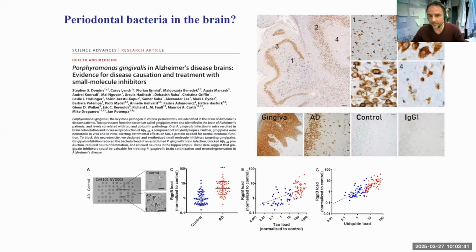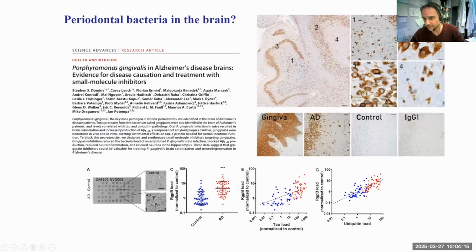So recently, in post-mortem brains of people who died with Alzheimer's, some researchers have identified gingipain. Gingipain is the main toxin produced by Porphyromonas gingivalis. Here, this is a staining of gingipain in the gingiva. So you can see in a person with gingivitis how this is very marked, very labeled. And this is in the post-mortem brain of people with Alzheimer's. And you can see here that there are some specific places where you have a lot of this gingipain.